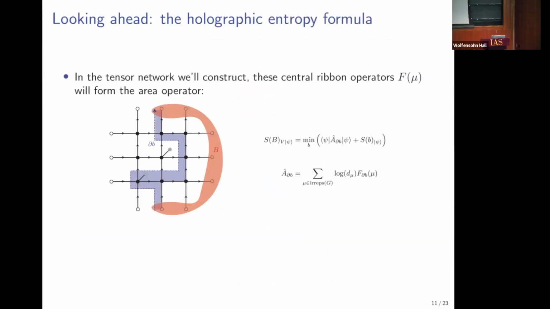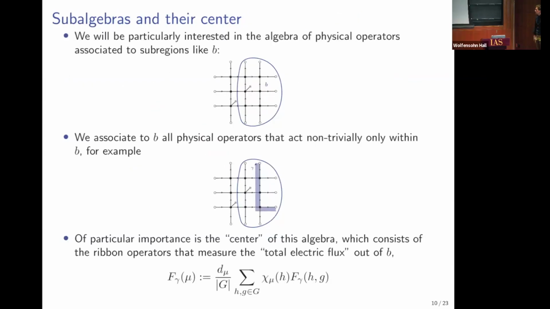And now I can tell you, we have all the ingredients. Oh, yeah, good, thank you. So for this to really measure the total electric flux, the gamma has to run along the appropriate part of B. So it's not this one. In this case, it would be something that starts here and ends up there. It really needs to be at the edge of the region. For this gamma to really have the interpretation of measuring the total electric flux out of little b, it needs to be this ribbon operator, or this combination of ribbon operators, along the edge of little b.